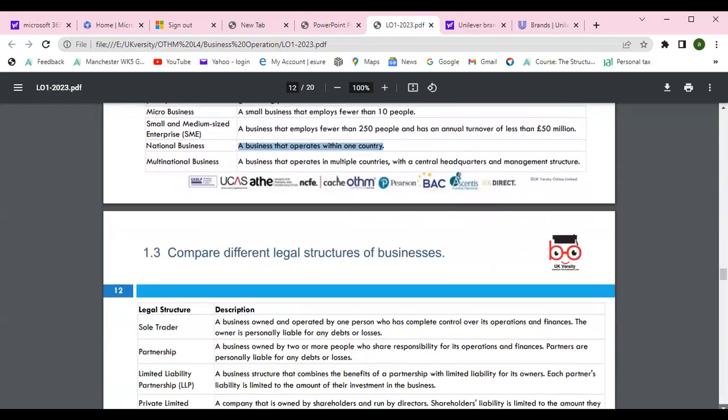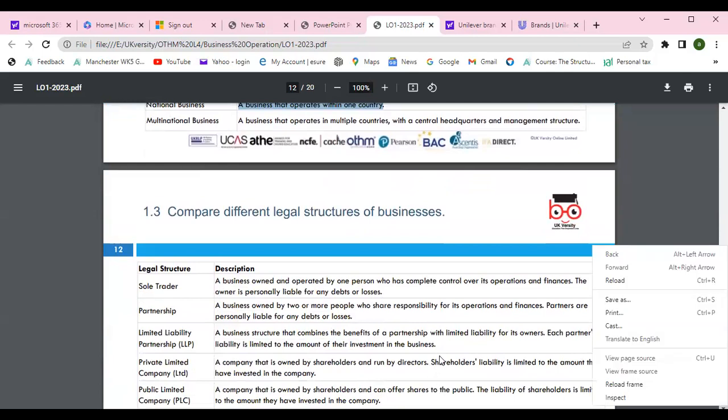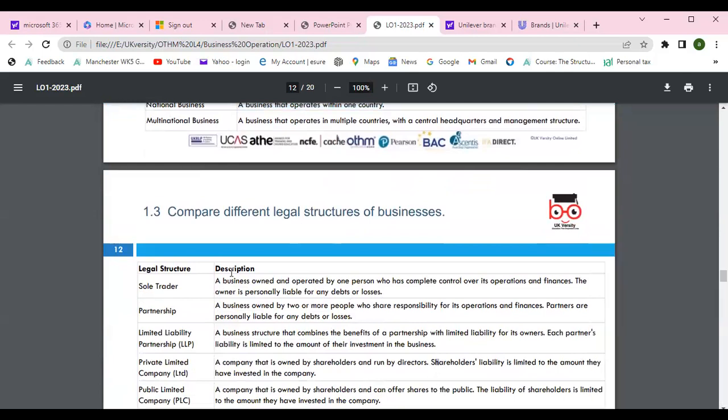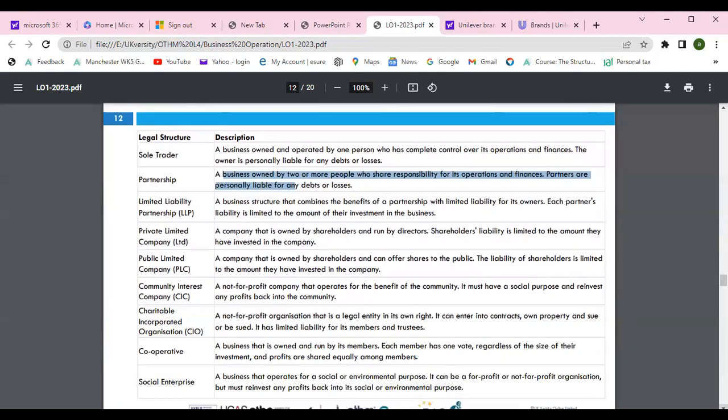Okay, then we have 1.3, compare different legal structures. As the previous slide indicates, sole trader 1, partnership 2 to 20. Which business do you want to start? Do you want to start as a sole trader, or a company, and why? What do you think? Yes, Andy, do you want to start a business? Sorry? Do you want to start a business? Yes. No. It's expensive.